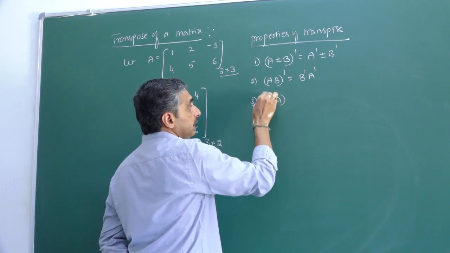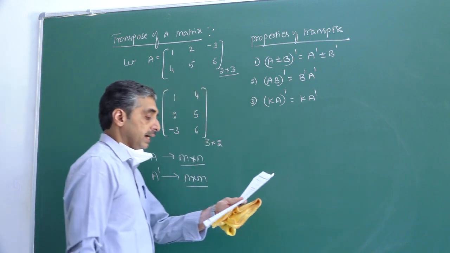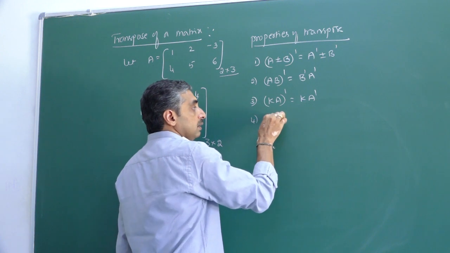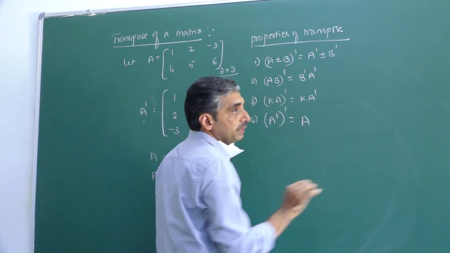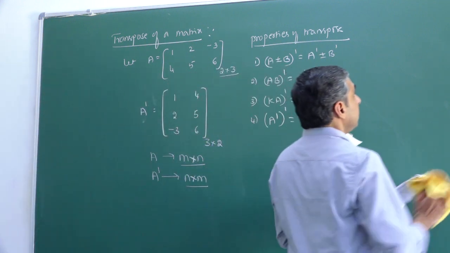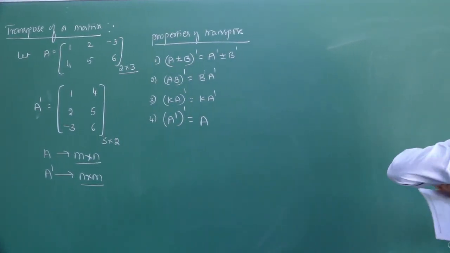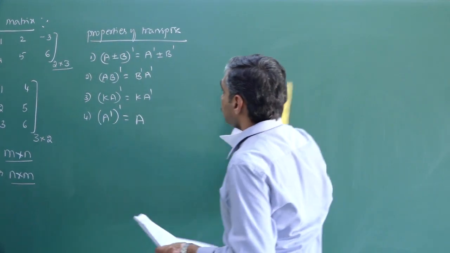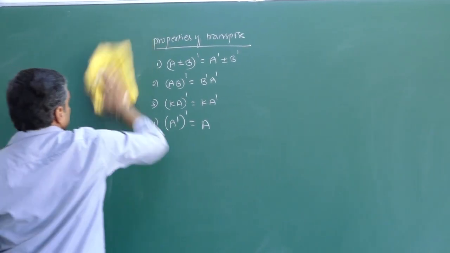The next one, (K into A) whole dash is always equal to K into A dash. The fourth one, (A transpose) whole transpose, (A dash) whole dash, is always equal to A. So these are the 4 properties of the transpose of the matrix, very important properties. Now we'll see some problems based on the transpose of the matrix.